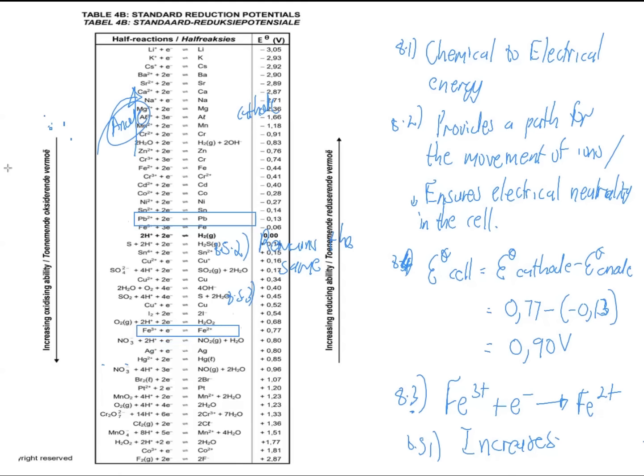So look at the distance in between initially, and then let's look at the other one now. We are replacing it with this one. Obviously, when we replace it with that, the distance from the anode all the way to the cathode becomes bigger, indicating that the E cell will also become bigger. So E cell increases. We just have to say increases. Okay, there we go.